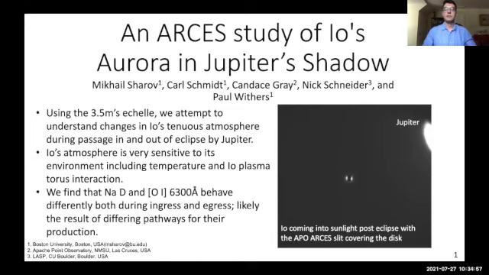We find that both NAD and oxygen 6300 angstroms, so that's red line oxygen, behave differently during ingress and egress from the eclipse. And this is most likely, we attribute it to differing pathways for their production. As you can see on the right here, there's a little image of the slit of ARCIS covering the Io disk as it comes out of eclipse from Jupiter's shadow.